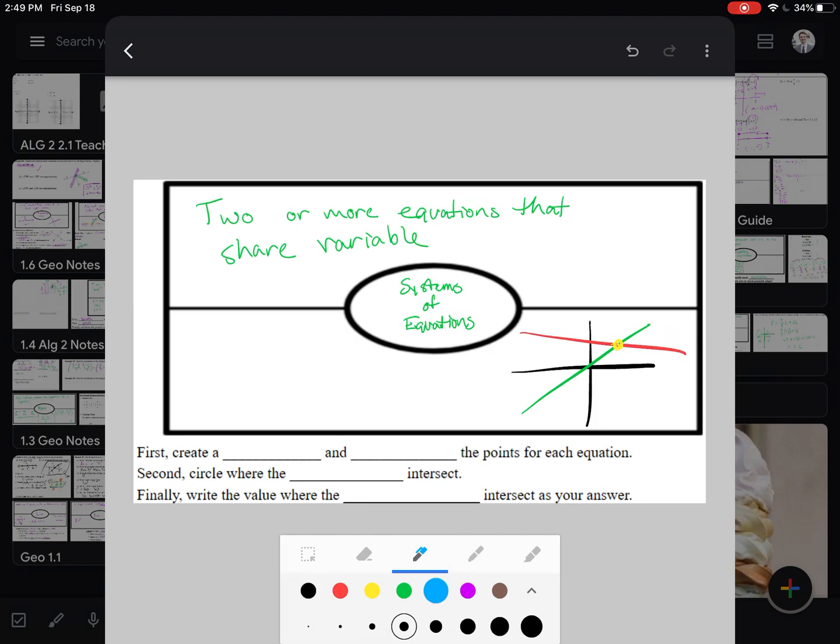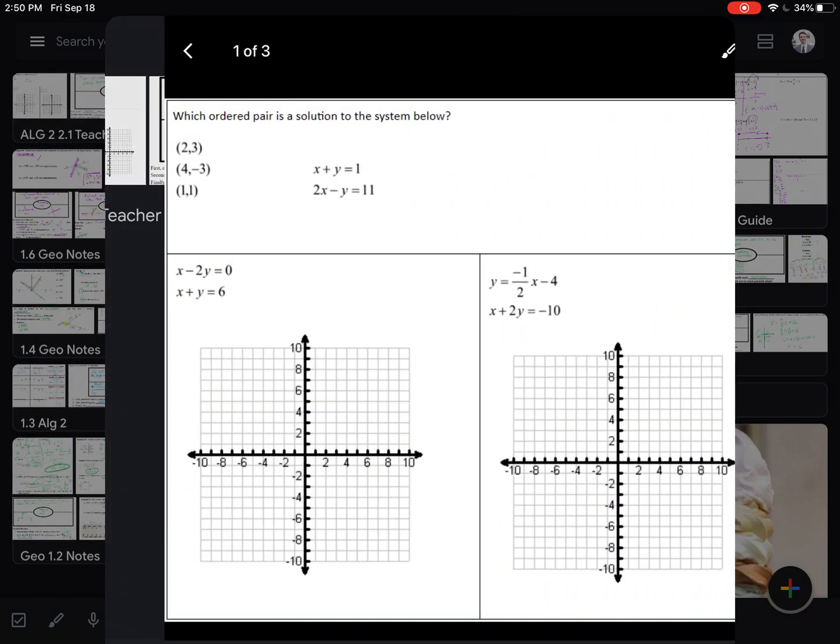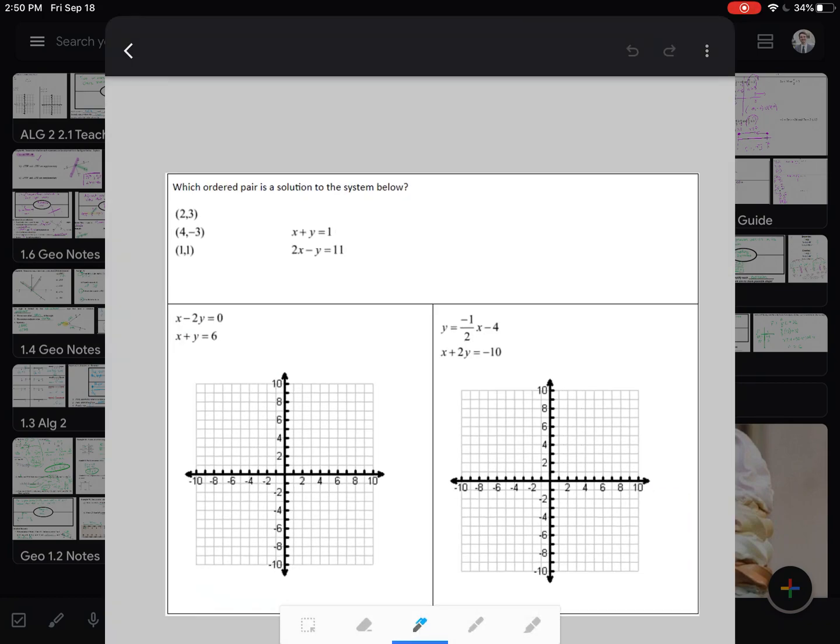So first today, when we're just looking at these graphically, my advice would be to create a table and plot the points for each equation so you can clearly see where they are. You want to circle where they intersect. Like up here, they intersect there. And then finally, you do need to write your answer. Write the value where the lines intersect, and that's going to be your final answer. Literally the ordered pair for this point, the x comma y, that's your solution. So a couple of different examples here, two different ways that you're going to see this.